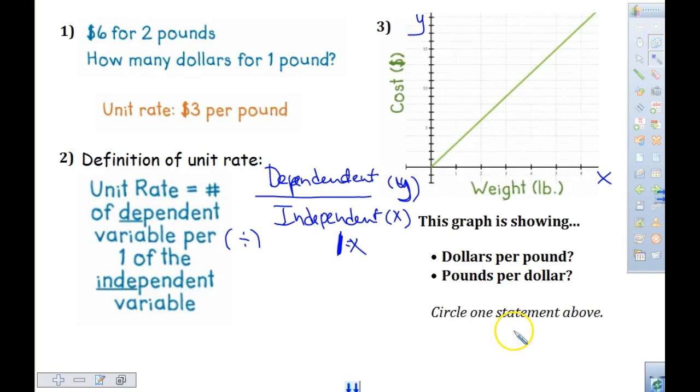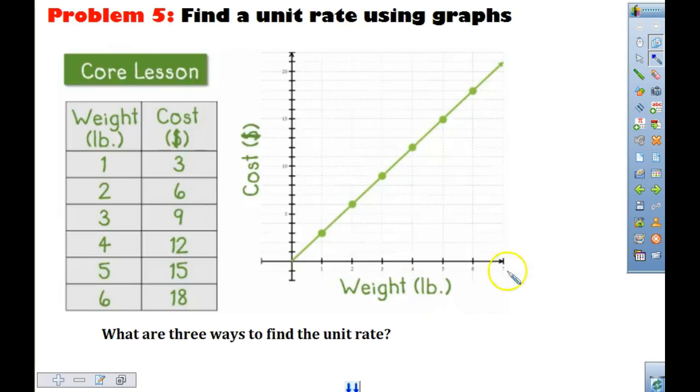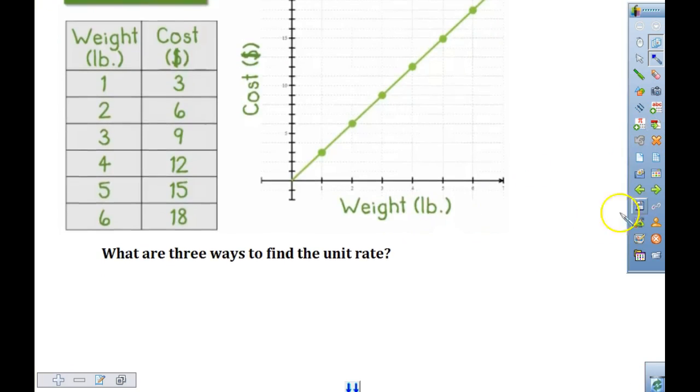So this graph, what was it showing us? Dollars per pound, or pounds per dollar? You should have had the first one circled. Why? Because dollars is on the y-axis, per is our division, and x is our pounds. So here's where they're asking you to put the 3 ways.